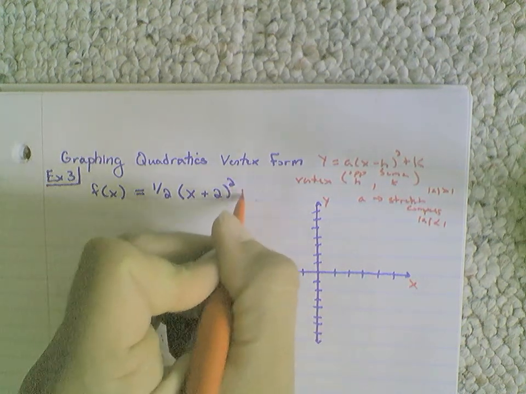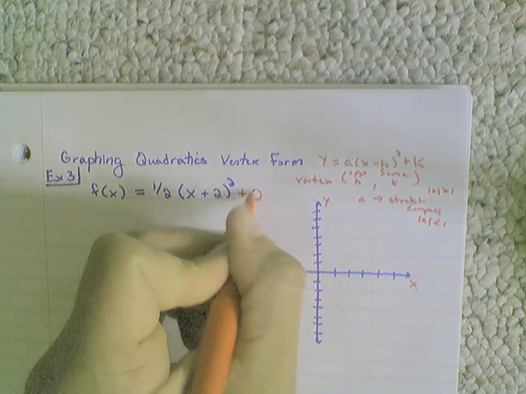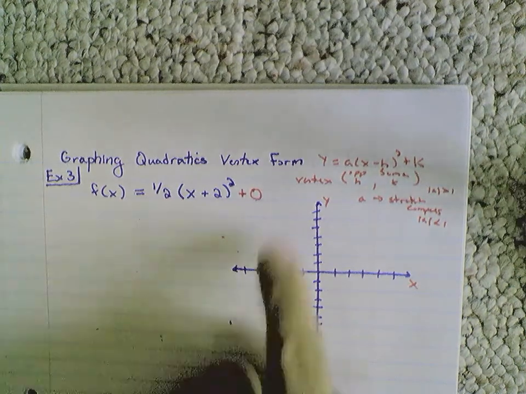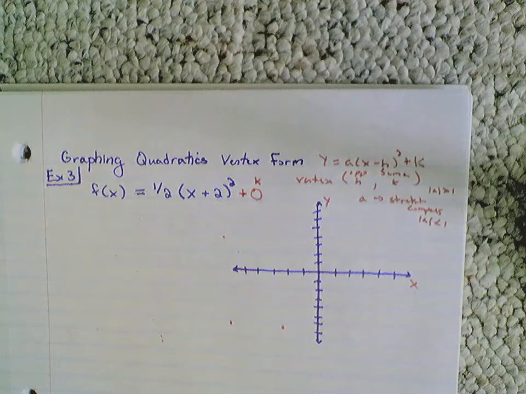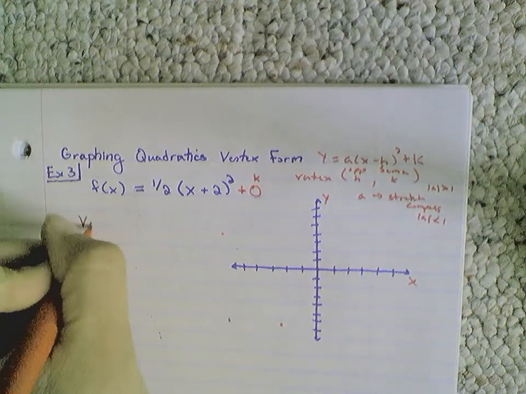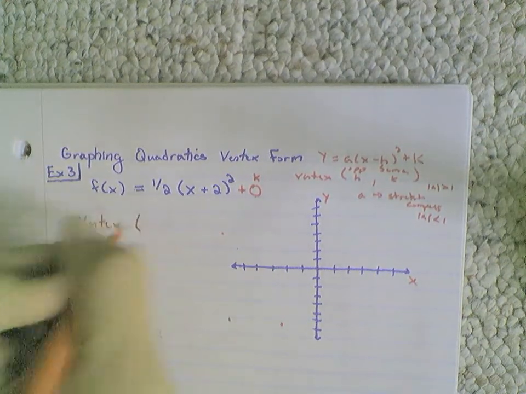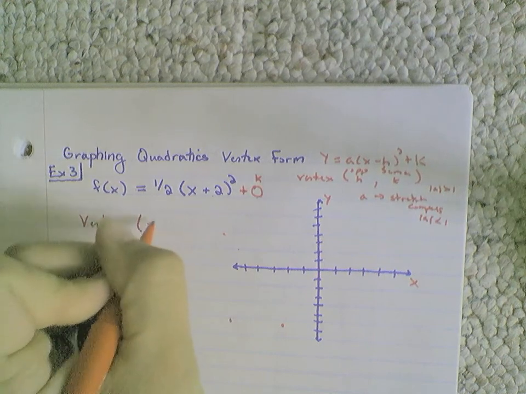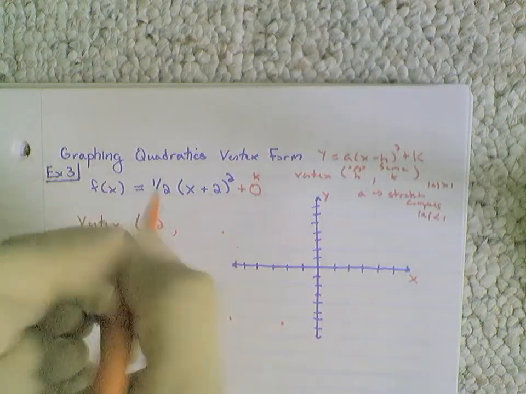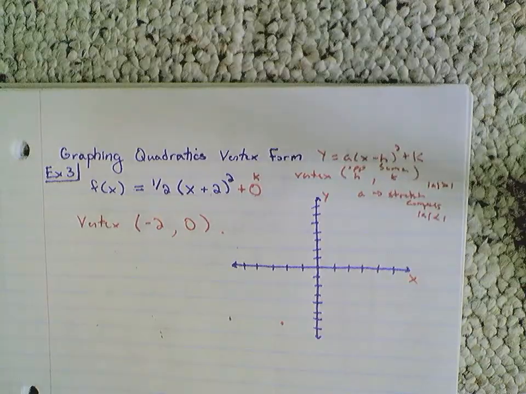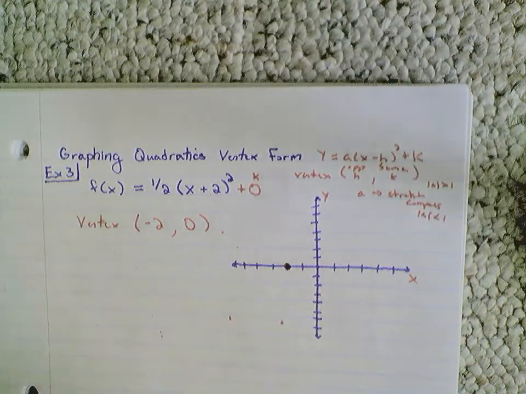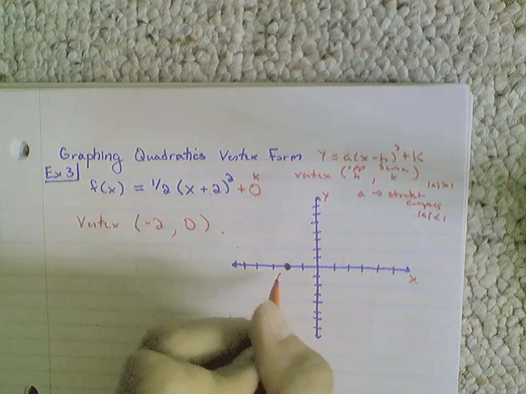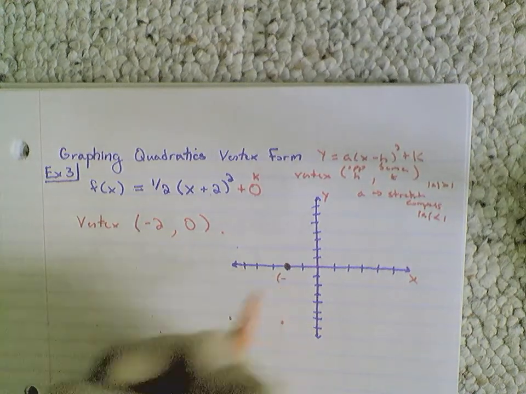That's really the same thing as having a plus 0 on the end. So my k value is really just 0 in this case. So my vertex is going to be at the opposite of the h, -2, the same as the k, 0. So I can go over 2 and up 0. That would be the vertex of the equation.